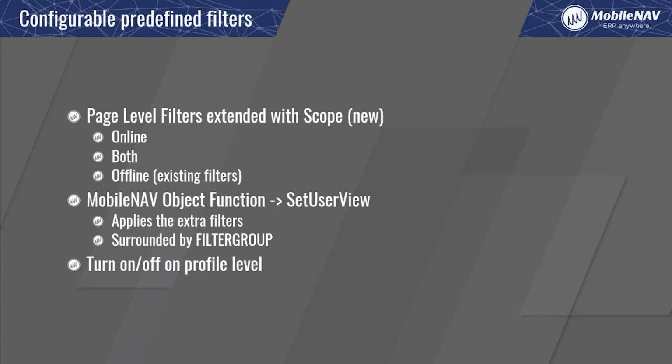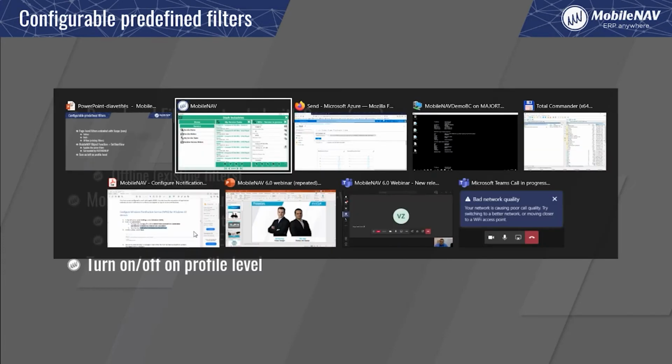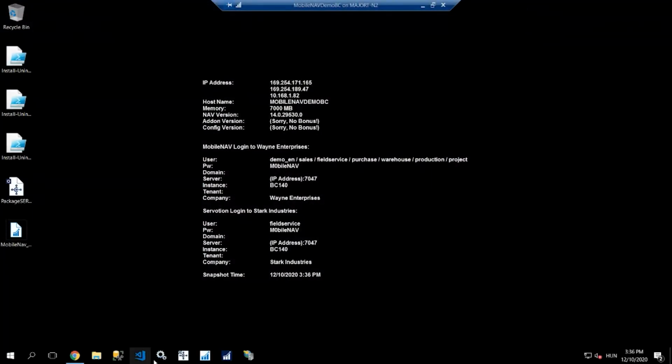And with this filtering, you can limit the number of records to be sent to the device in an offline mode. So this is more relevant if you are working with offline, of course. With the configurable predefined filters, you can narrow and filter the data sent to the device. And the most important thing is that you don't need to write code for this. Okay, let's see how that works.